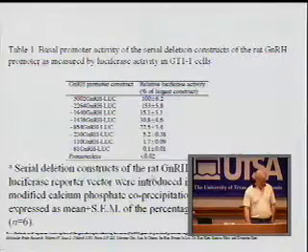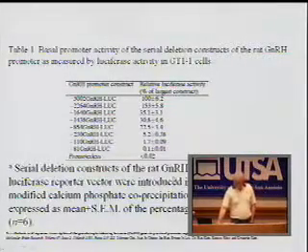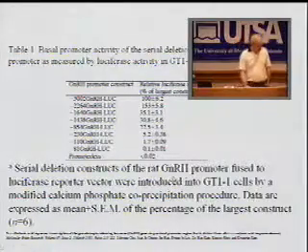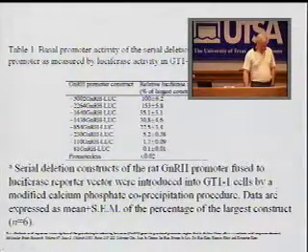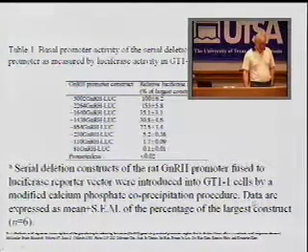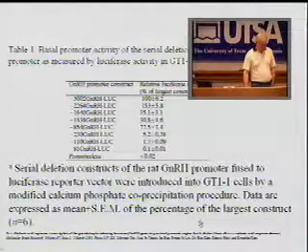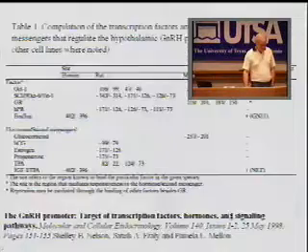So serial deletion constructs in the rat GnRH promoter fused to the luciferase reporter were introduced into GT1 cells by a modified calcium phosphate co-precipitation procedure that we discussed back with methods, and the data are expressed as means plus or minus standard error of the mean of the percentage of the largest construct.